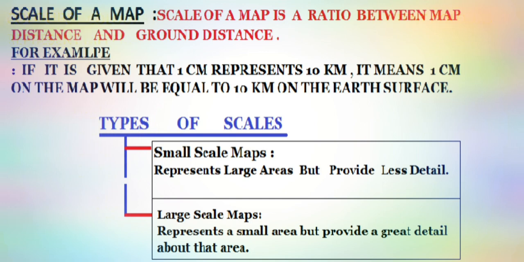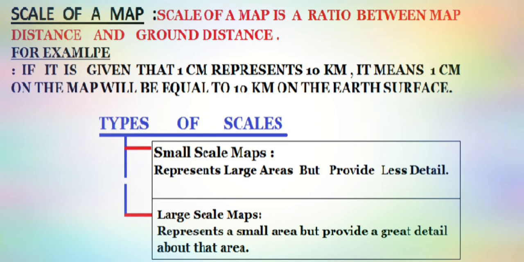All the maps are drawn according to the scale. So what is a scale? A scale is a ratio between the map distance and ground distance. Suppose if on a map the scale is given 1 centimeter represents 10 kilometer, it means if the distance between 2 points on the map is 1 centimeter, then the actual distance between the same point on the Earth's surface, that would be 10 kilometer.